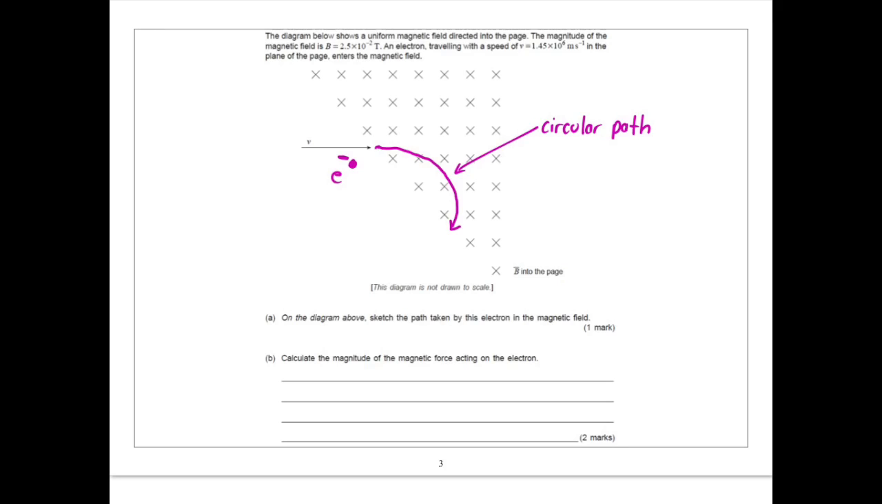Then calculate the magnetic force acting on the electron. So we use the formula F equals QVB. Obviously times sine theta, but we can see from the information that it's at right angles. So we might either drop that, or we might just go sine theta and then say that's all equal to 1. So we can just forget that term for now.